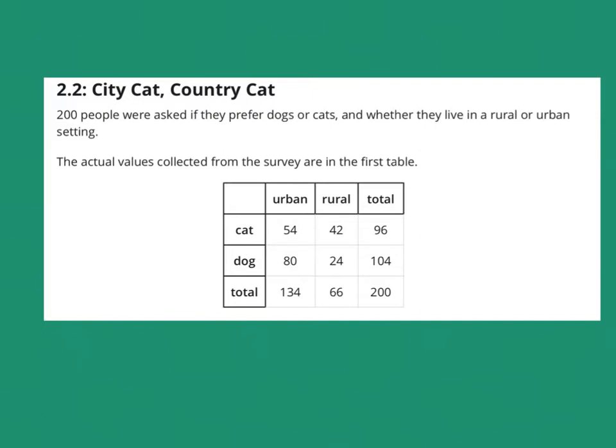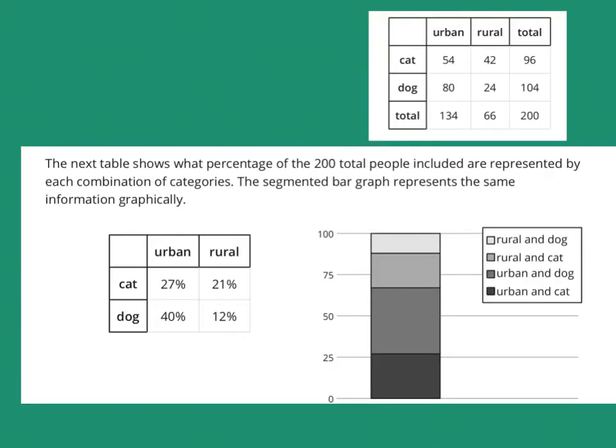The very last thing I want to add is that it says the actual values collected are in this first table. It's important: these are not percents, these are the actual values. As we transition to the next table, it shows what percentage of the 200 people are represented by each combination of categories, either the dog and cat category or the urban or rural category.